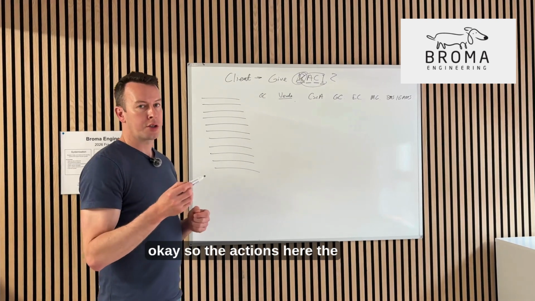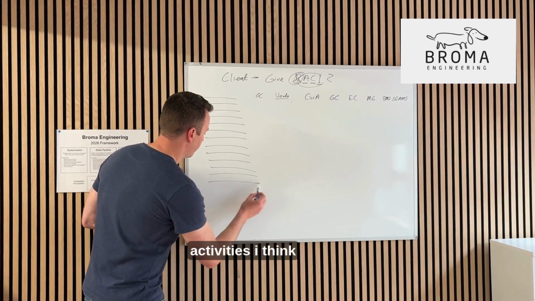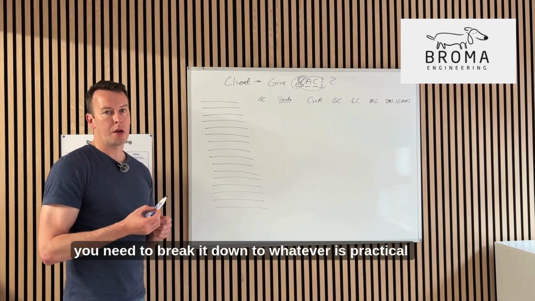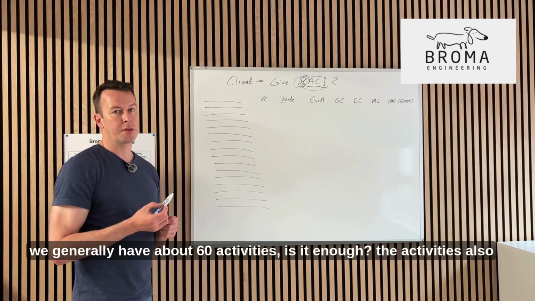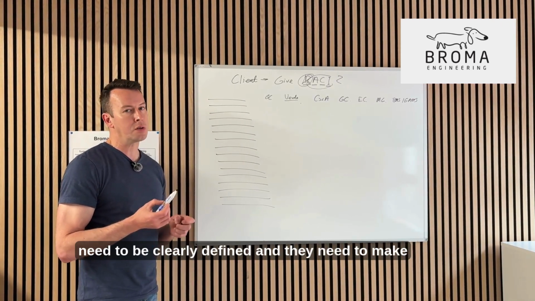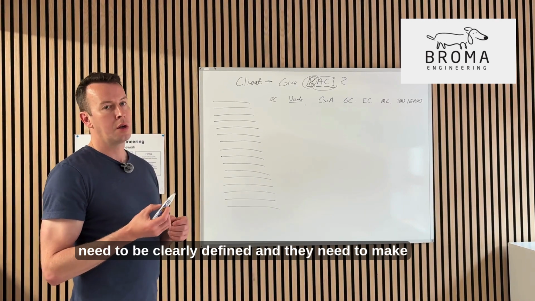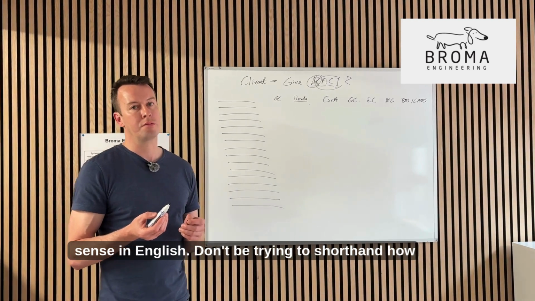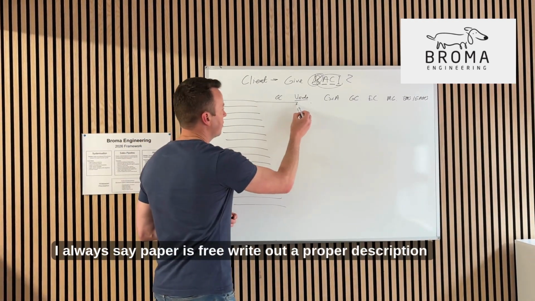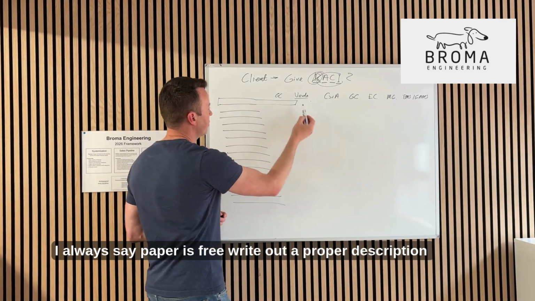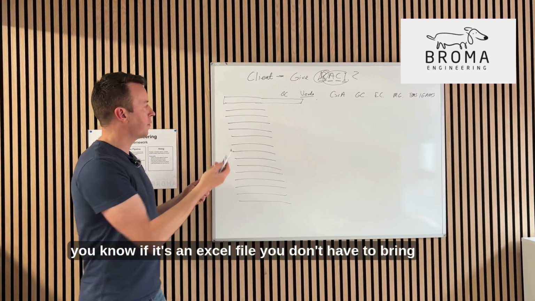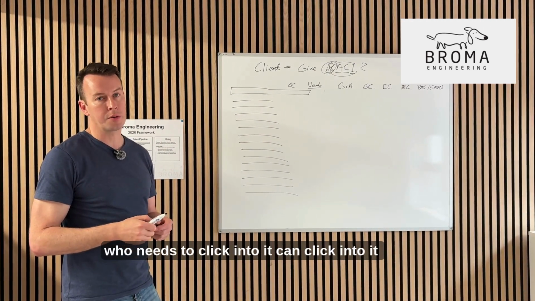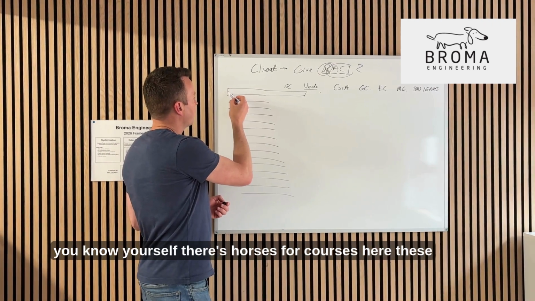Okay, so the actions here, the activities, I think you need to break it down to whatever's practical. We generally have about 60 activities. Is it enough? The activities also need to be clearly defined, and they need to make sense in English. Don't be trying to shorthand how they're done. As I always say, paper is free. Write out a proper description. If it's an Excel file, you don't have to bring that column right across. Anyone who needs to click into it can click into it. You know yourself, there's horses for courses here.